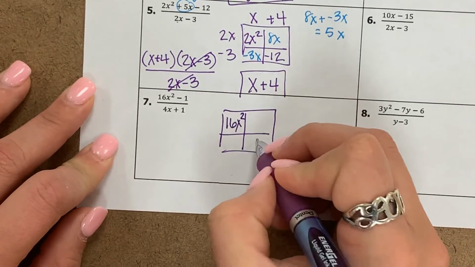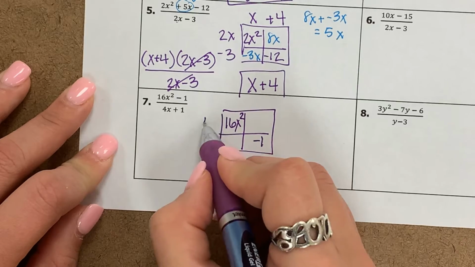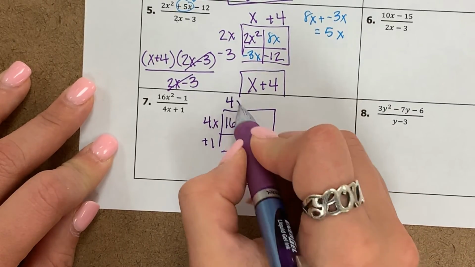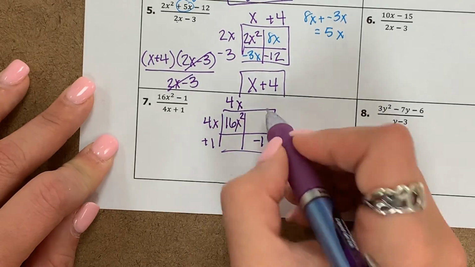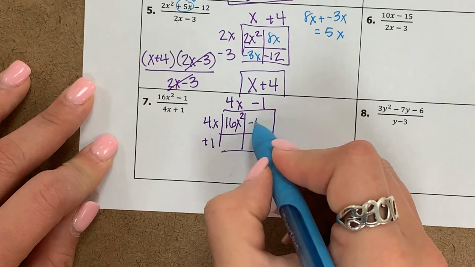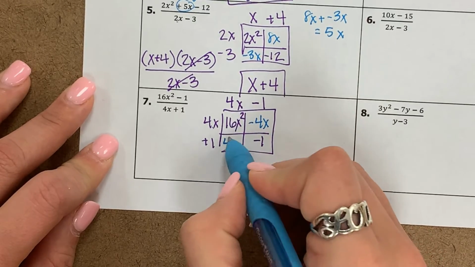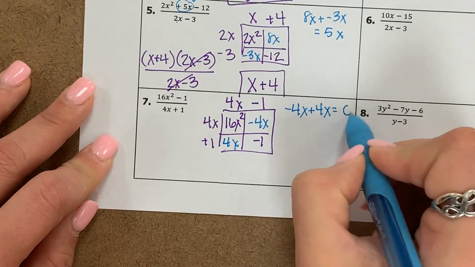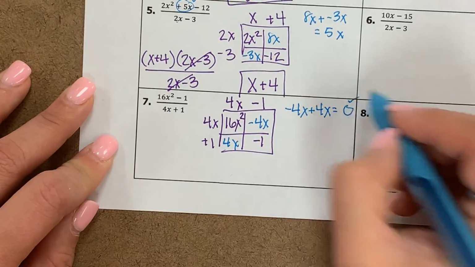16x squared, negative 1. 4x plus 1 on the side. Divide. 16x squared divided by 4x is 4x. Negative 1 divided by positive 1 is negative 1. Check ourselves. Negative 1 times 4x is negative 4x. 4x times 1 is 4x. Add those. Notice they cancel, equals 0. We have no middle term, so it works out.